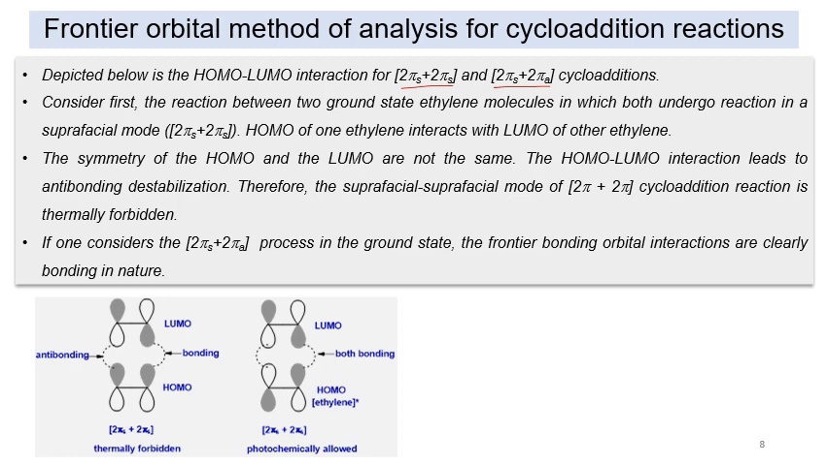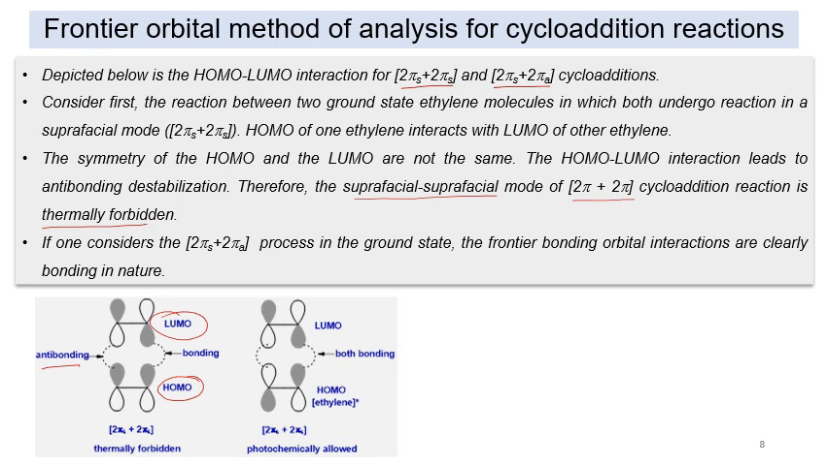So the HOMO of one of them has to combine with the LUMO of another, by definition. So you can see here that the symmetry of the HOMO and the LUMO are not the same. The HOMO-LUMO interaction leads to an anti-bonding destabilization. Therefore, the suprafacial mode of 2π plus 2π cycloaddition is thermally forbidden.